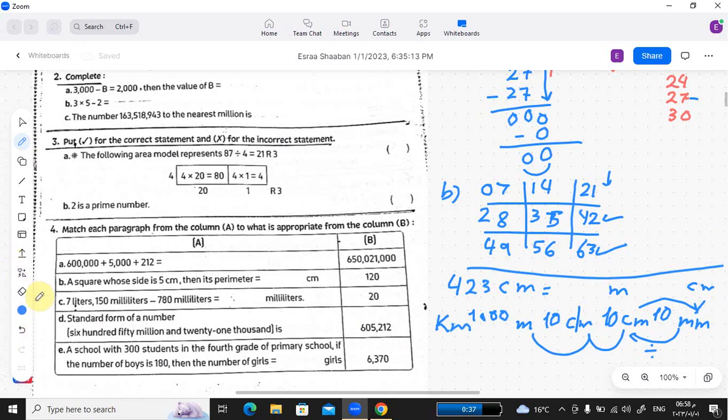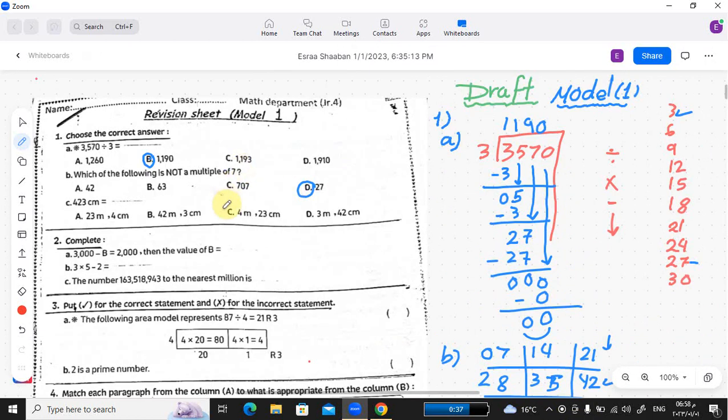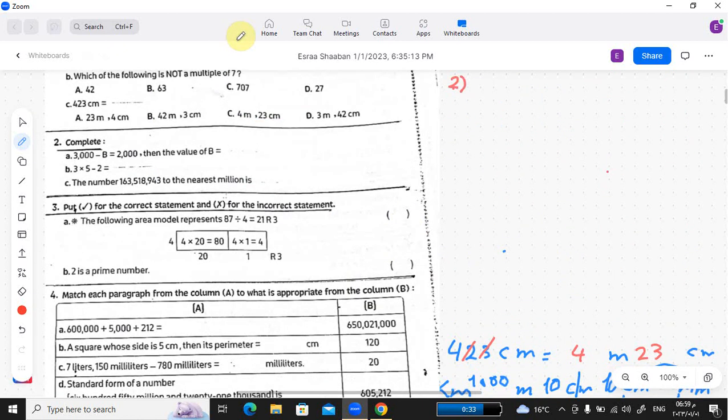When I divide by 100 it means I will cancel 2 numbers. So cancel 3 and 2. The rest will be 4 and here 23, so 4 meter and 23 centimeter. It's here. Okay.